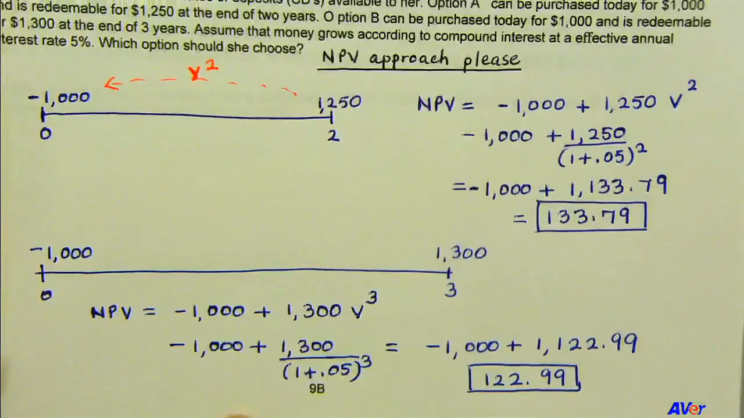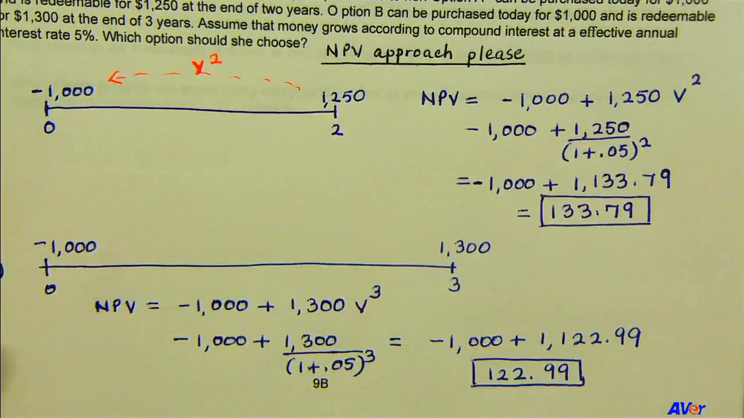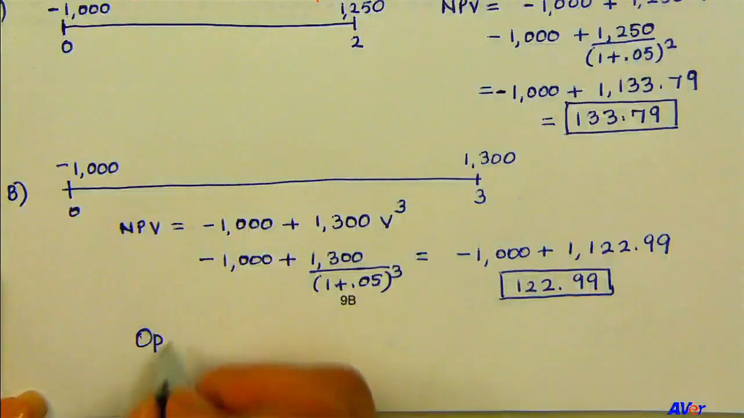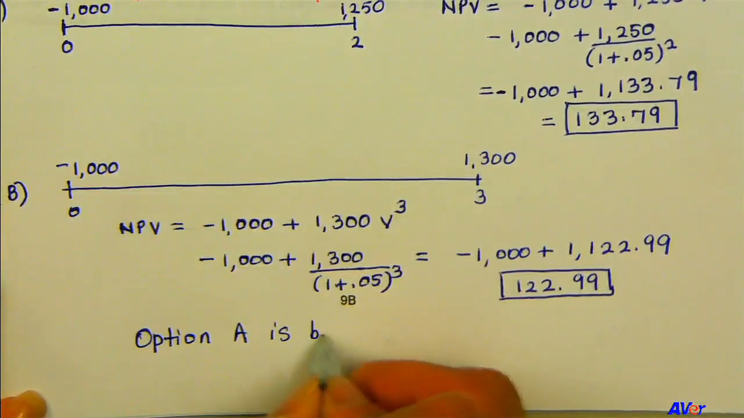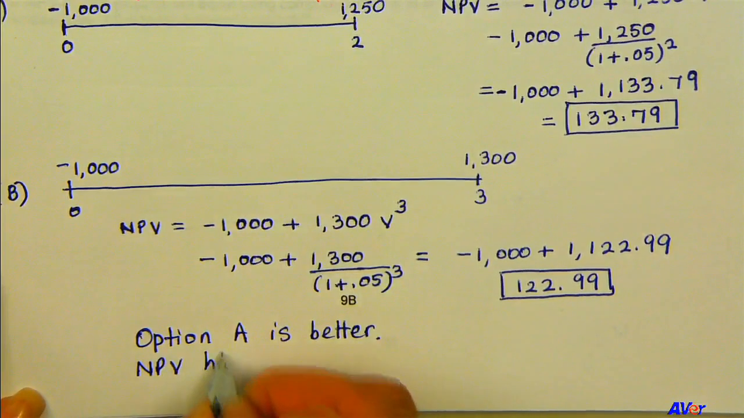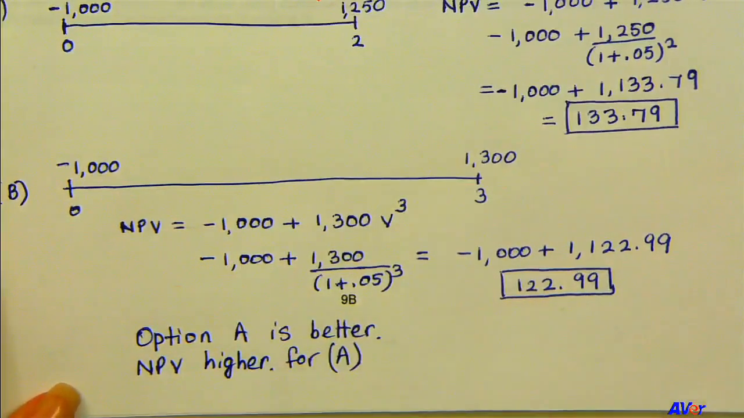Whereas here, this 1,300 has a present value of 1122.99, but she only deposited $1,000 at time 0. So basically, it's equivalent to them giving her $122 to deposit at time 0. So of course she should go with the higher net present value option, which is option A. So option A is better, because the net present value is higher for A. Everybody okay with this?